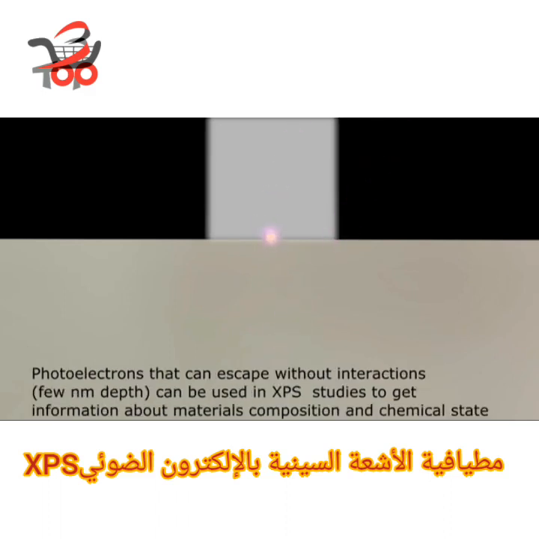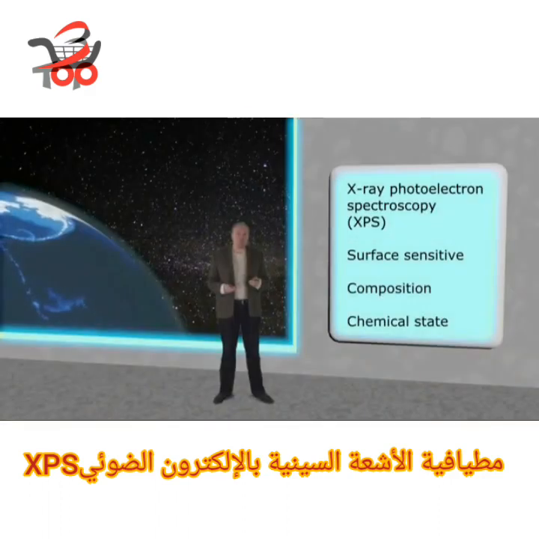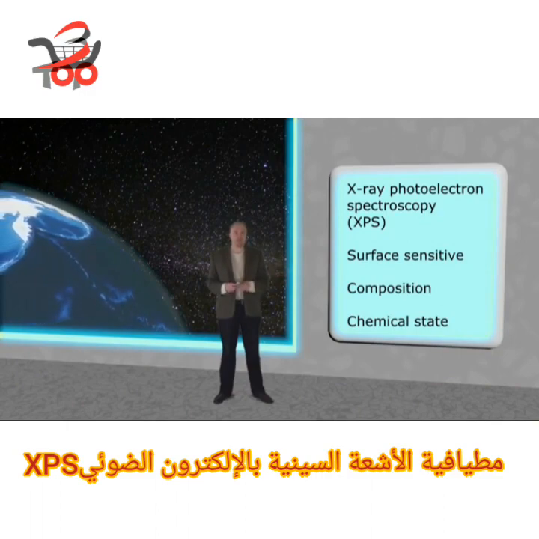Only those photoelectrons that were generated near the surface, at a depth of only a few nanometers, can escape without further interactions. Therefore, these photoelectrons carry information about the material's composition and chemical state and are used in XPS studies. This makes photoelectron spectroscopy a very powerful material surface characterization method. So it's perfect for surface studies, but we may not get information about the bulk material itself.